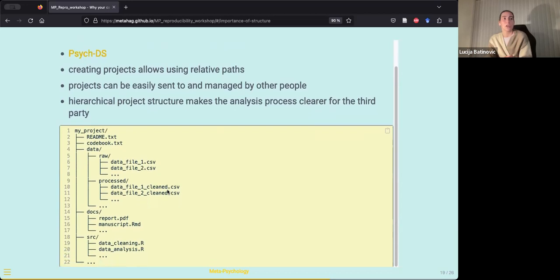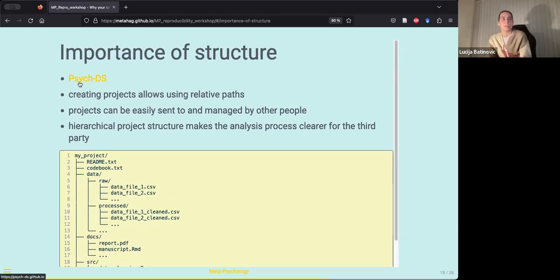So having hierarchical project structure, and there is some effort into making data structure and guidelines for this that are similar to computer science, but also in psychology, which I think can be used in other research areas as well.